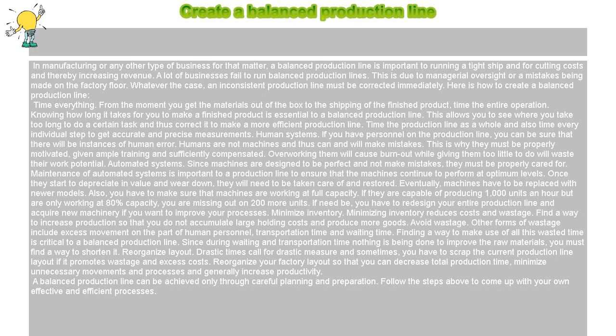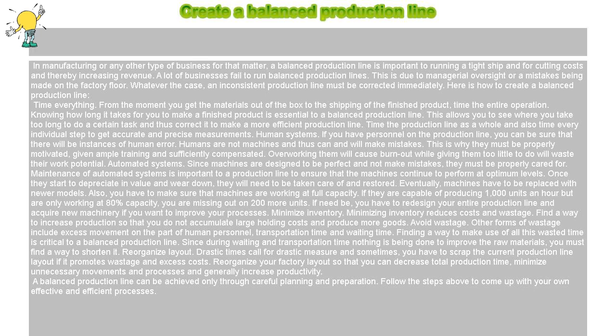Avoid wastage. Other forms of wastage include excess movement on the part of human personnel, transportation time, and waiting time. Finding a way to make use of all this wasted time is critical to a balanced production line. Since during waiting and transportation time nothing is being done to improve the raw materials, you must find a way to shorten it.